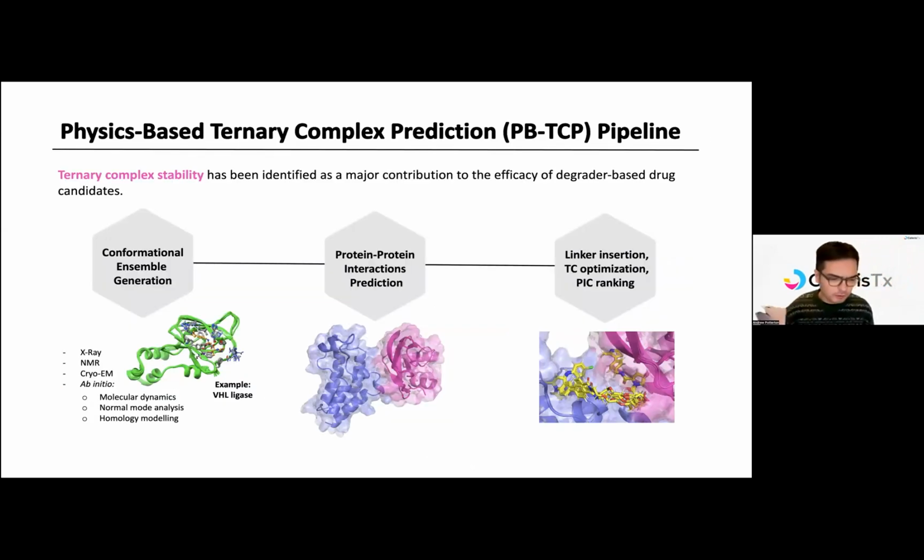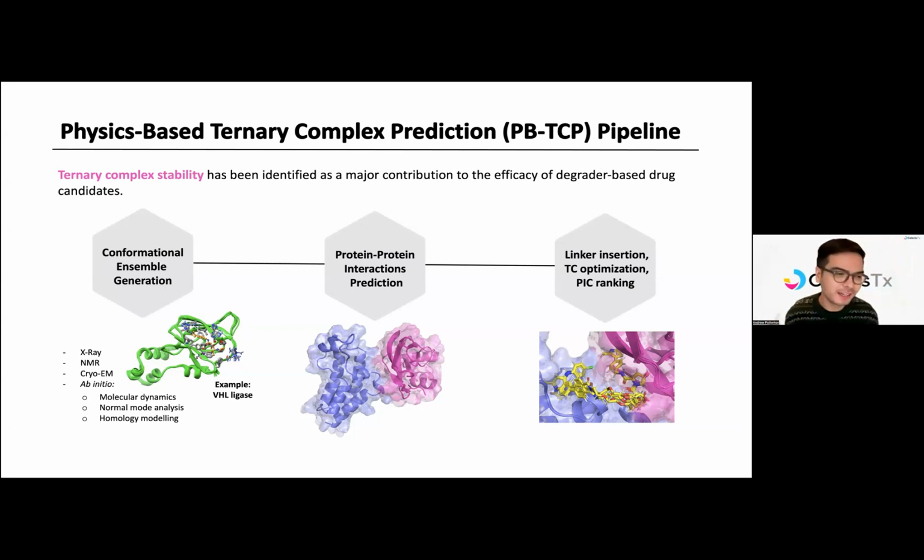So just an overview of the pipeline. This pipeline is running essentially 3 stages. We call this pipeline the PPTCP, the physics-based ternary complex prediction pipeline. As ternary complex stability has been identified as a major contributor towards degrader-based drug candidates, we believe this is an important piece in designing compounds for this.